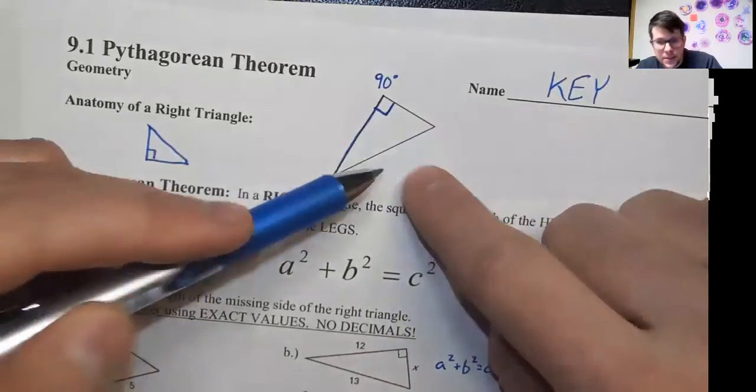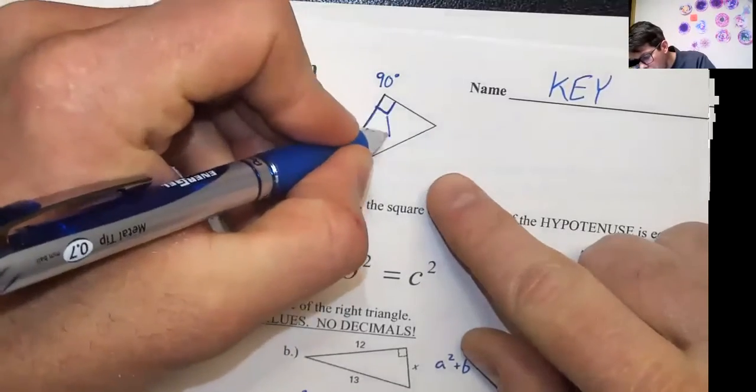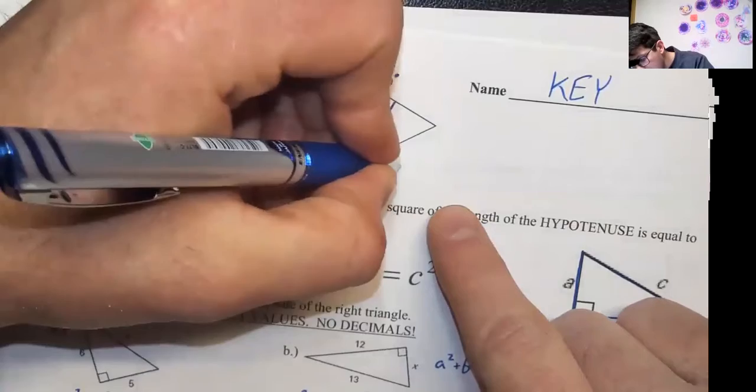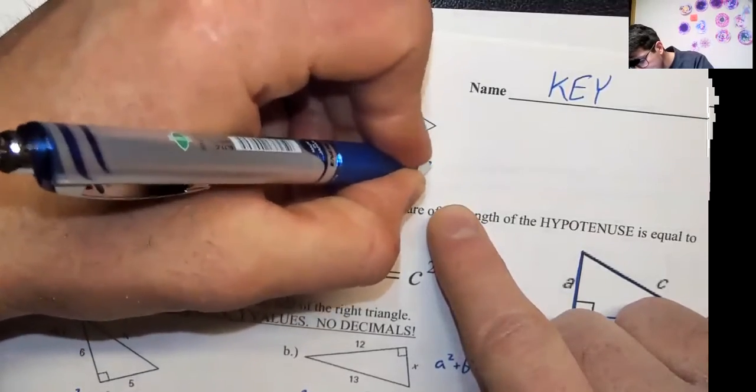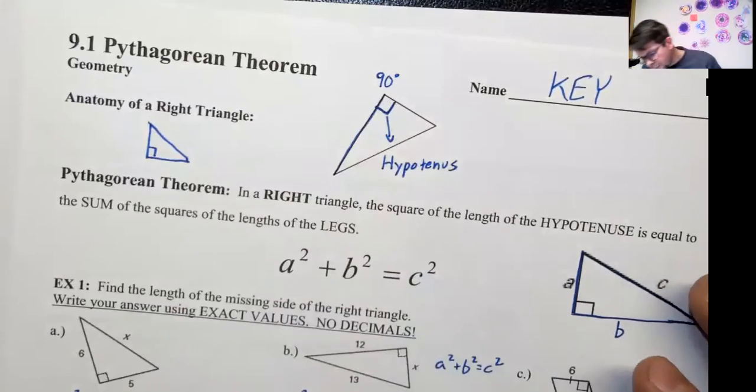Next, we've got a couple of sides that are going to be around this right angle, and I want to talk about those. Across from the right angle, what you will always find is the longest side, and that one gets a very important name. That is going to be your hypotenuse. So we've got that guy right there.